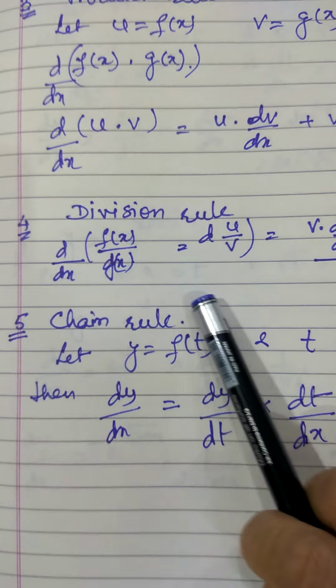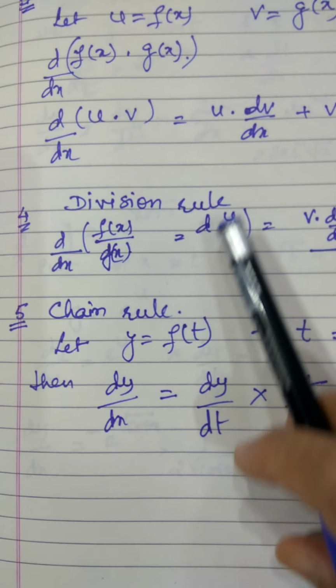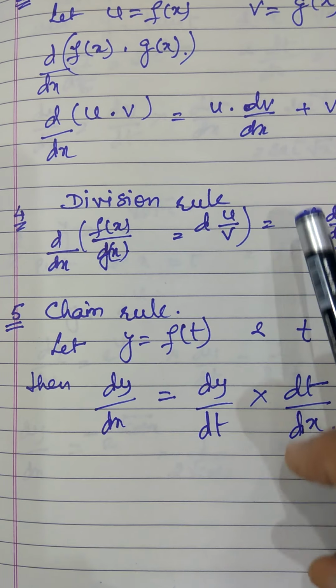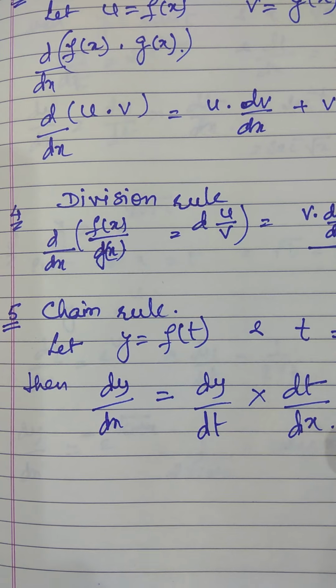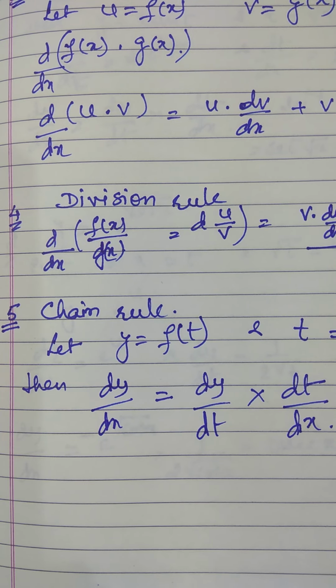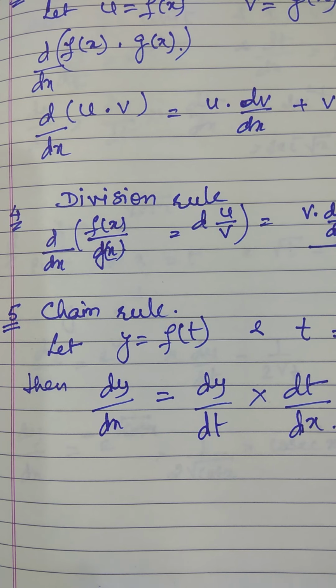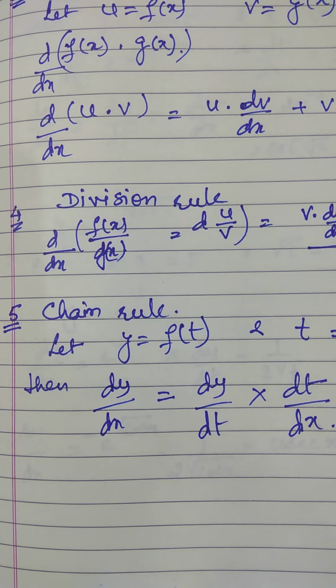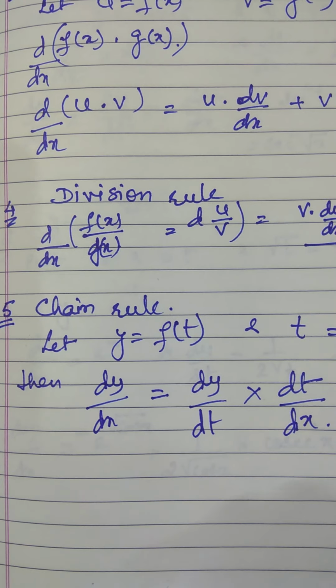This is the division rule. Derivative of f x upon g x, that is derivative of u upon v, is denominator into derivative of numerator minus numerator into derivative of denominator, upon denominator square. This is the division rule when there is a quotient of two functions.